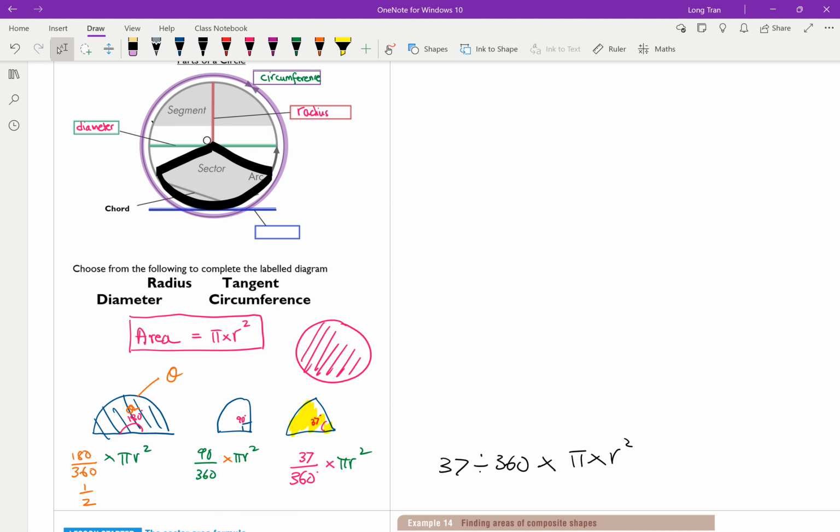Okay, so what is the sector? Links back to the center. It's part of the circle. Okay? All right, here we go.